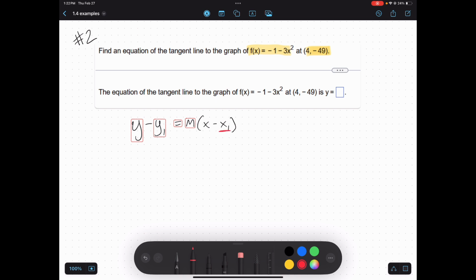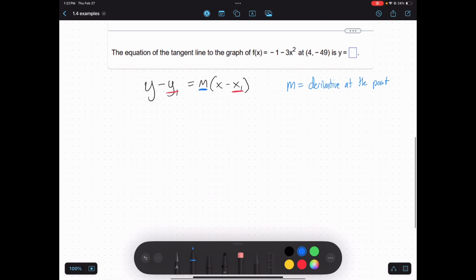First, I need my x1 and y1. I need my x value, and I need my y value from my point. Where am I going to find that? I'm going to find that right here from the coordinate point it gives me. So that's the easy part. The tough part is I also need to figure out m. How do I figure out m? Well, remember, the slope of the tangent line is the derivative at the specified point.